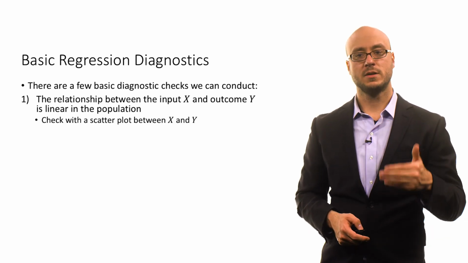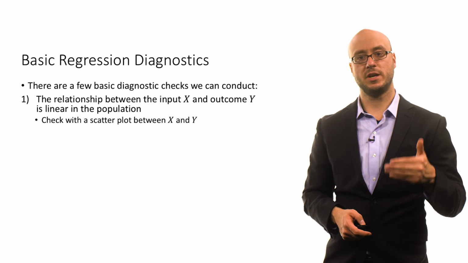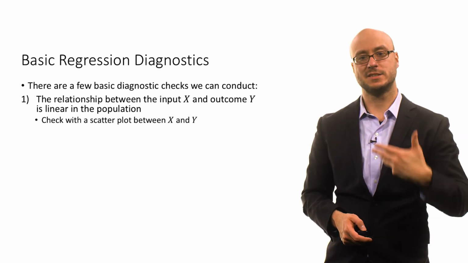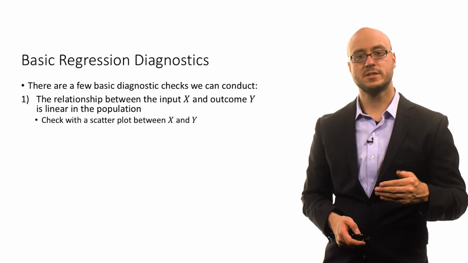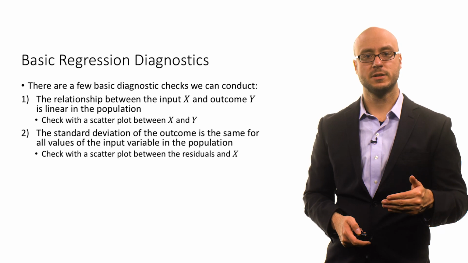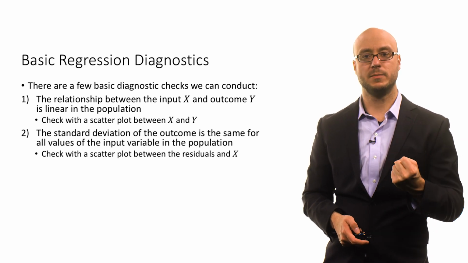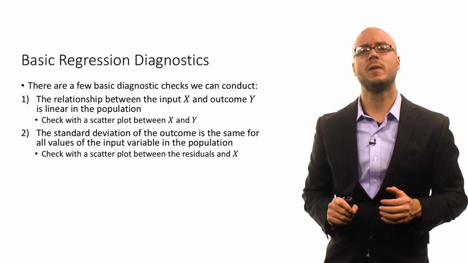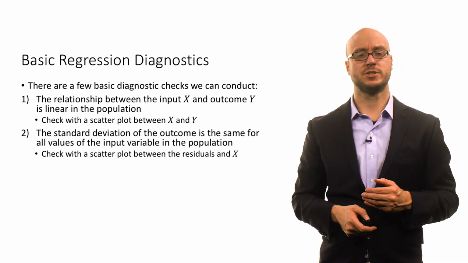There are a few diagnostics. These are assumptions of regression, and we can use information from the sample to test the validity of these assumptions. One assumption is that the relationship between our x variable and our outcome is linear in the population. We can check that by looking at a scatter plot between x and y. Are these two variables linear or not? If they're not, we might question that assumption about the population.